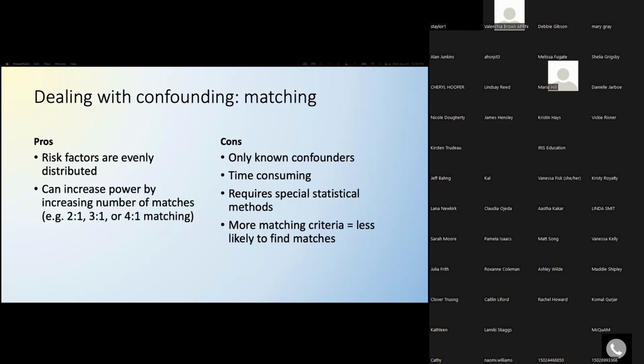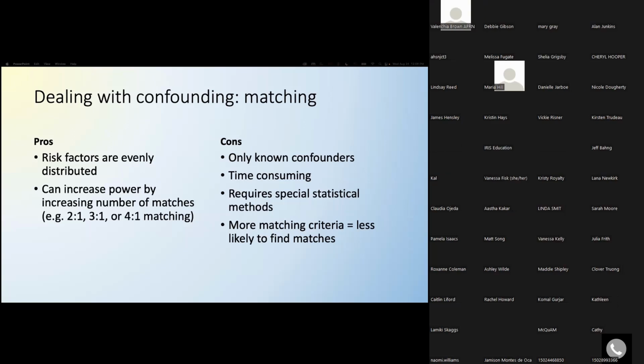And then another advantage of matching is that if you have a large secondary analysis of a database or something of that sort, you can increase your statistical power by increasing the number of matches. So you could have 2-to-1 controls to cases, or you could have 4 controls for every case.